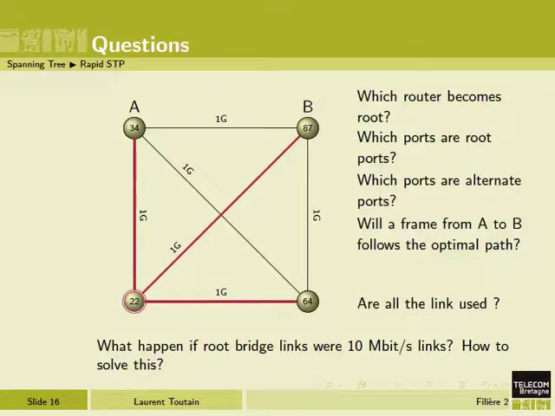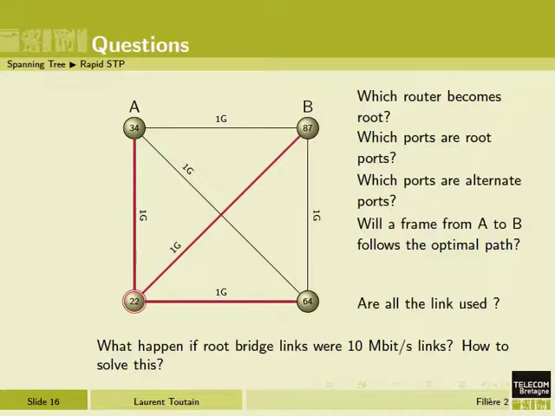It is all the links that go to the root. From A to B could be blocked. It's not a link, but an interface that is blocked. So we look here, for example, between A and B. A will send to B, my ID is 34, and B will send, my ID is 87. So when A receives a message from B, A remains the smallest one.